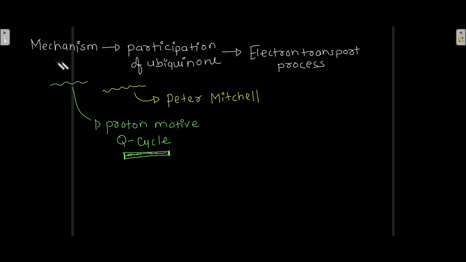Now the mechanism of participation of ubiquinone in the electron transport process was proposed by Peter Mitchell, and now this mechanism is known as proton motive Q cycle.